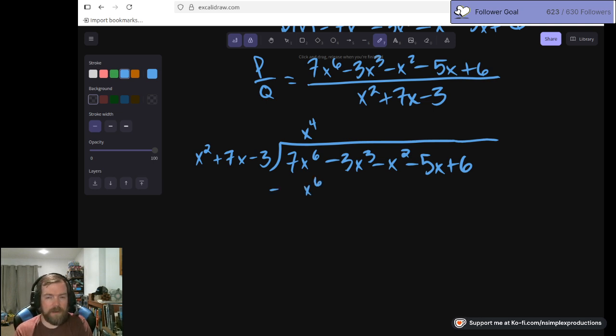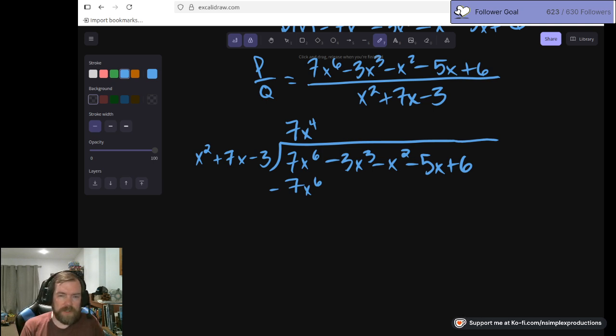And now we can compare the same types of things. X squared times x to the fourth is going to get us x to the sixth. We want to engineer this such that this term will go away. We need that to be a 7. So how do we get that to be a 7? Well, we have a 1 out in front of the x squared, so that's no help. But we can multiply our x to the fourth by 7 in order to get the same thing, 7x to the sixth. We are engineering this to get rid of that first term. The rest of it is going to be along for the ride.